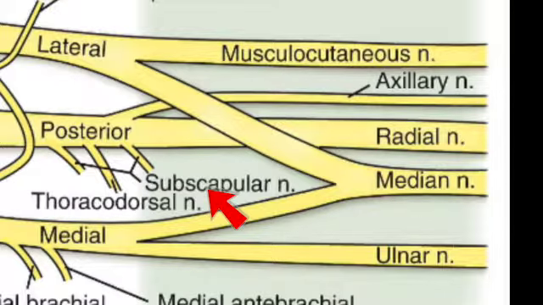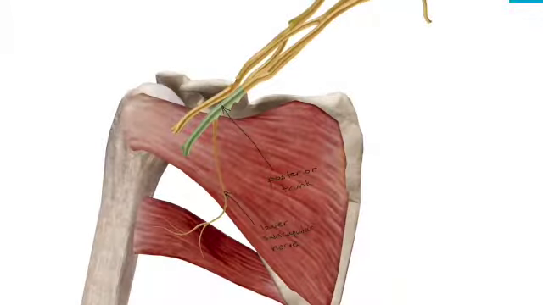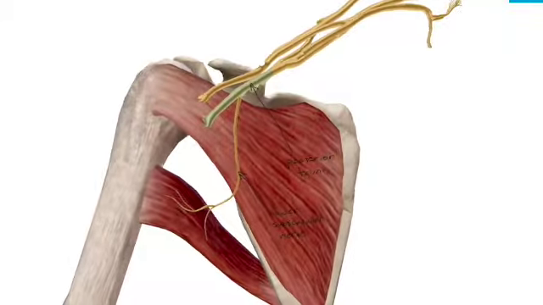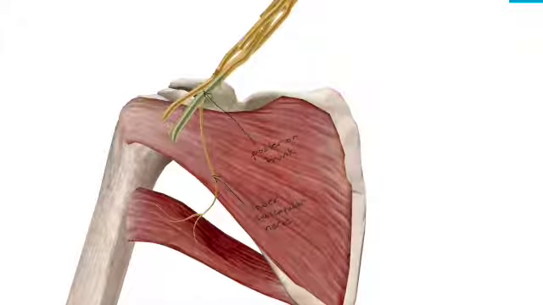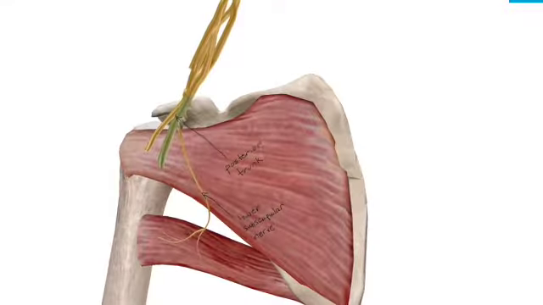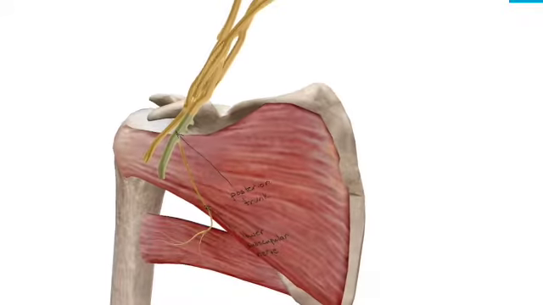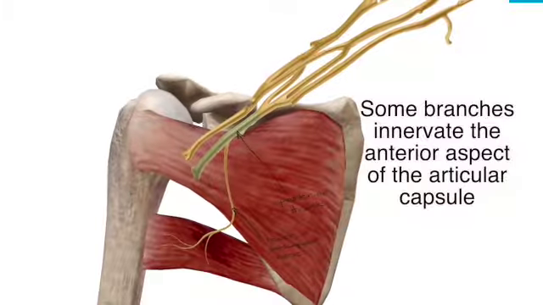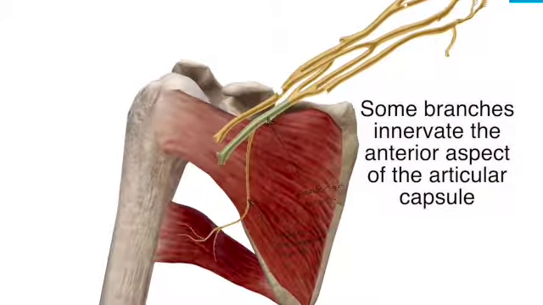The Teres Major muscle is innervated by the inferior branch of the subscapular nerve. The lower subscapular nerve branches off the posterior cord of the brachial plexus. It then travels distally to innervate the inferior aspect of the subscapularis muscle and the Teres Major. Some branches innervate the anterior aspect of the articular capsule.